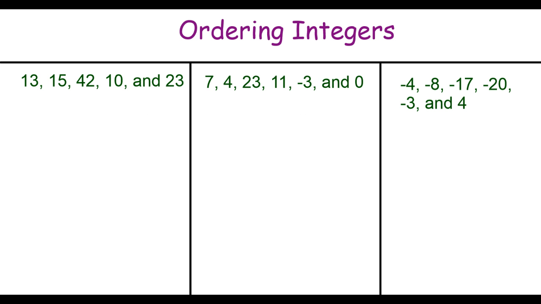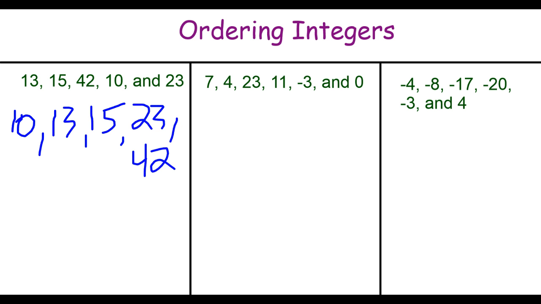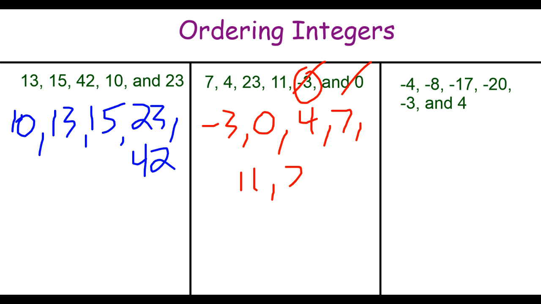So go ahead, pause the video, order these integers here, and come back when you are ready to move on. So for the first one, they're all positive. We're very familiar with this. 10, 13, 15, 23, and 42 are the order from least to greatest. For the second one, we see one negative number, which is the least, -3 and 0, and then the rest are positive. So 4, 7, 11, and 23.